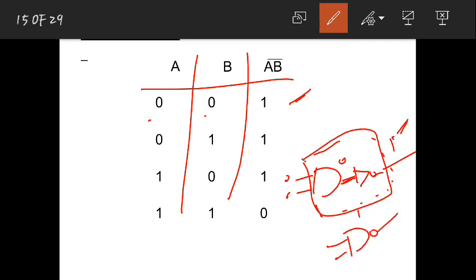This is your NAND gate. If I give 0 and 0, the output is 1. When I give 0 and 1, the output here is 0, but after passing through this NOT gate I will get 1. So this output is 1. When I give 1 and 0, the output here is 0 and the output I will get is 1.